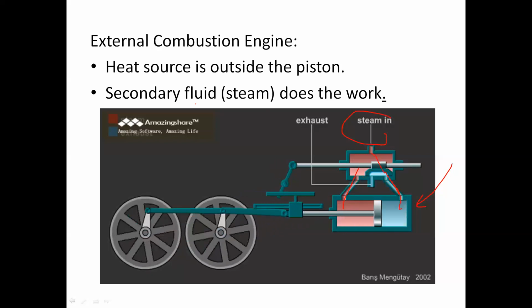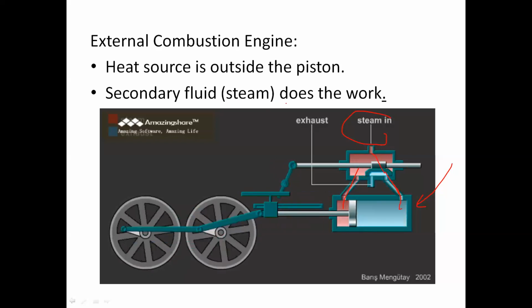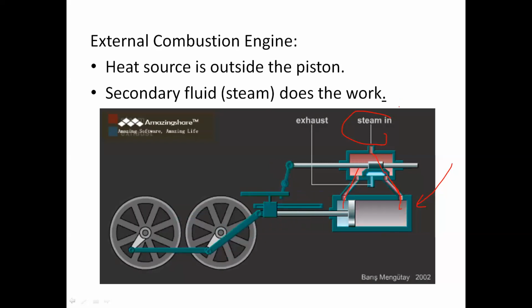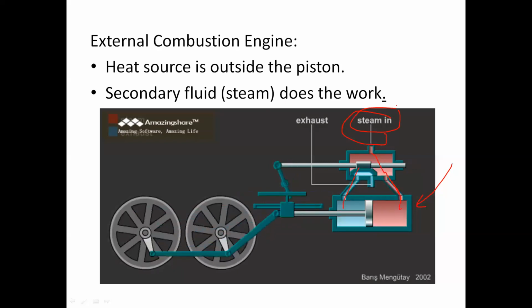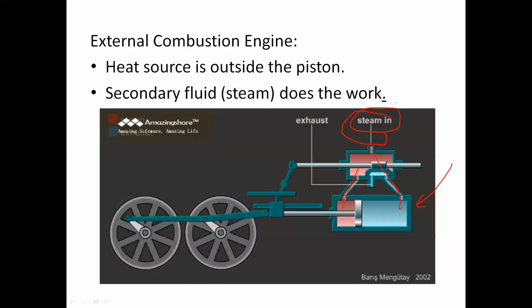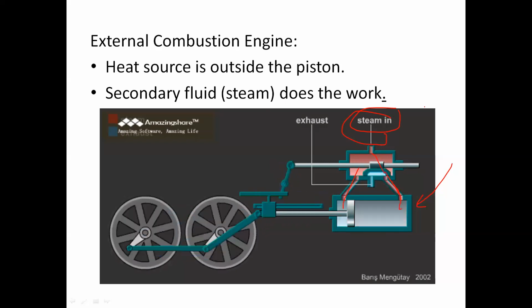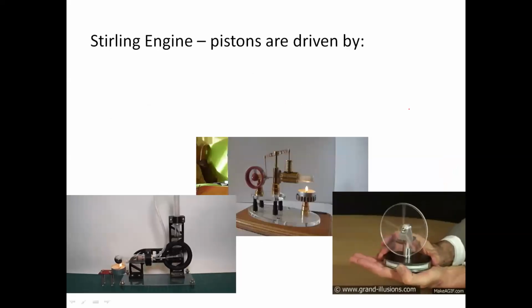Now this secondary fluid, the steam, is the one that does the work in this external combustion engine. This steam is produced, of course, because you have to boil the water. This is accomplished by burning fuel, fossil fuel, usually in the form of coal. Now, another example of an external combustion engine is the Stirling engine.